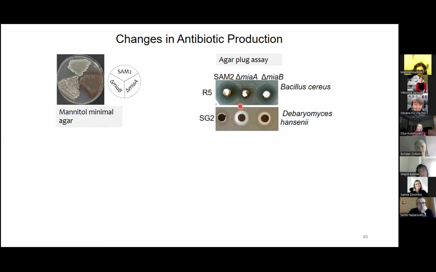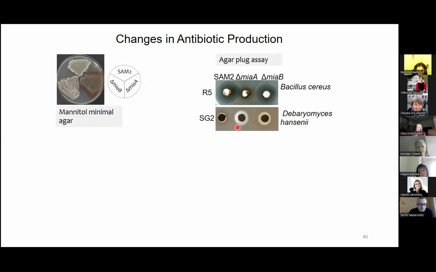And in this test culture, the white dots all over the background are bacterial cells that can grow close to the agar plaque of the mutant. So no antibiotic production. Here, as a test culture, we used Bacillus cereus. So this is a bacterial cell. We can also use eukaryotic cells. We used a yeast, Debaryomyces hansenii.